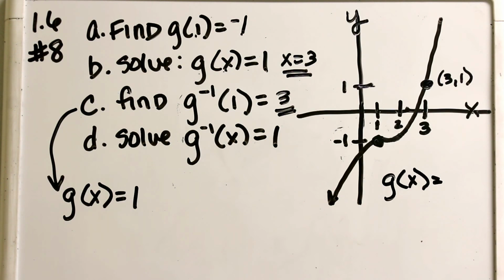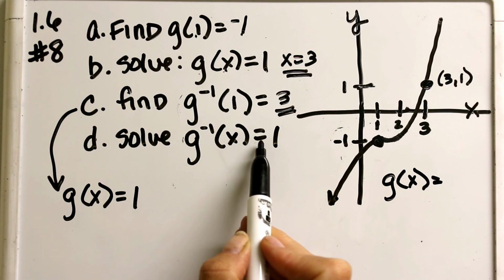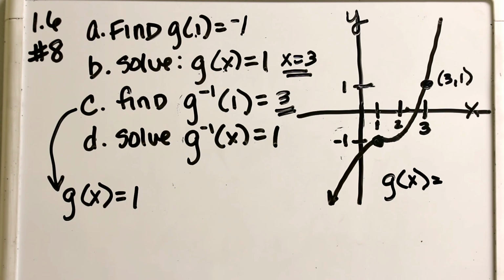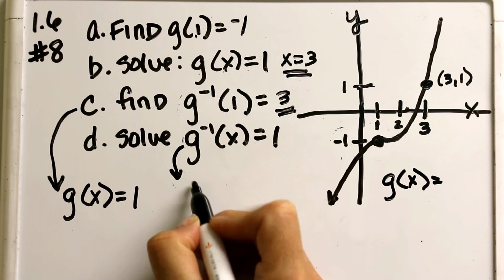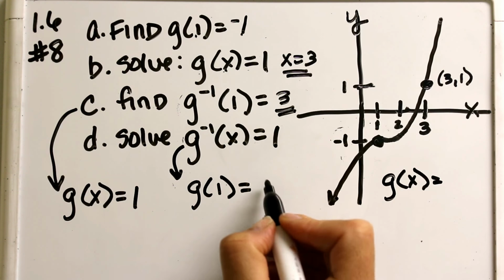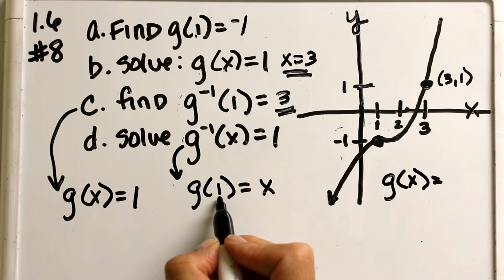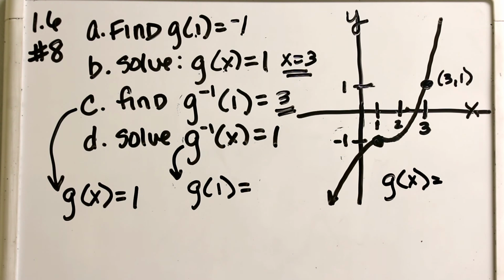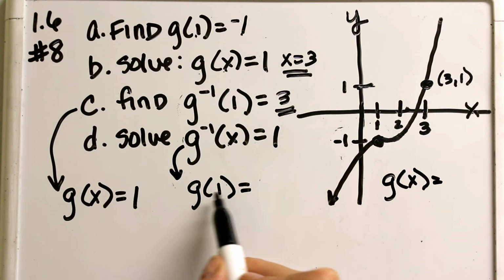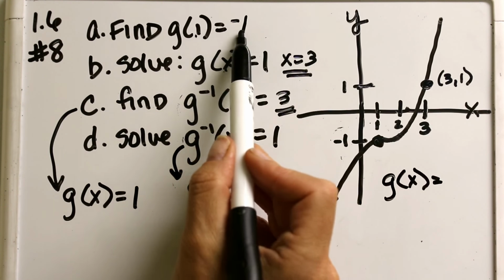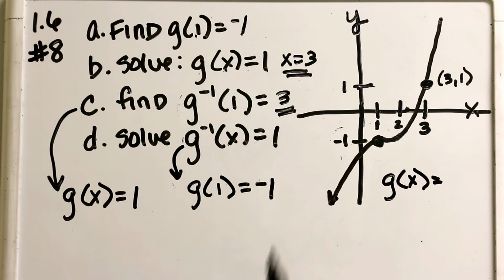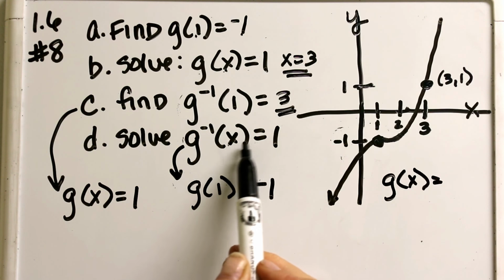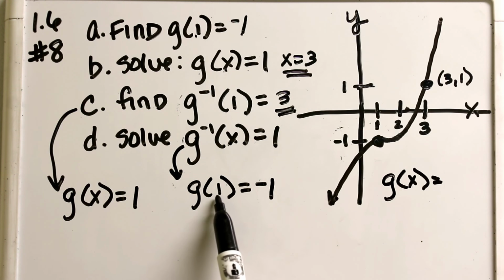For part D, we are asked to find the inverse of g of x when it equals 1. Even though we are solving for x in this case, we are essentially, once again, finding g of 1. Remember, we are switching the x and the y values when dealing with an inverse. So, what does g of 1 equal? We already found that in part A. It was -1. So the inverse of g of x when it equals 1 would have an x value of -1.